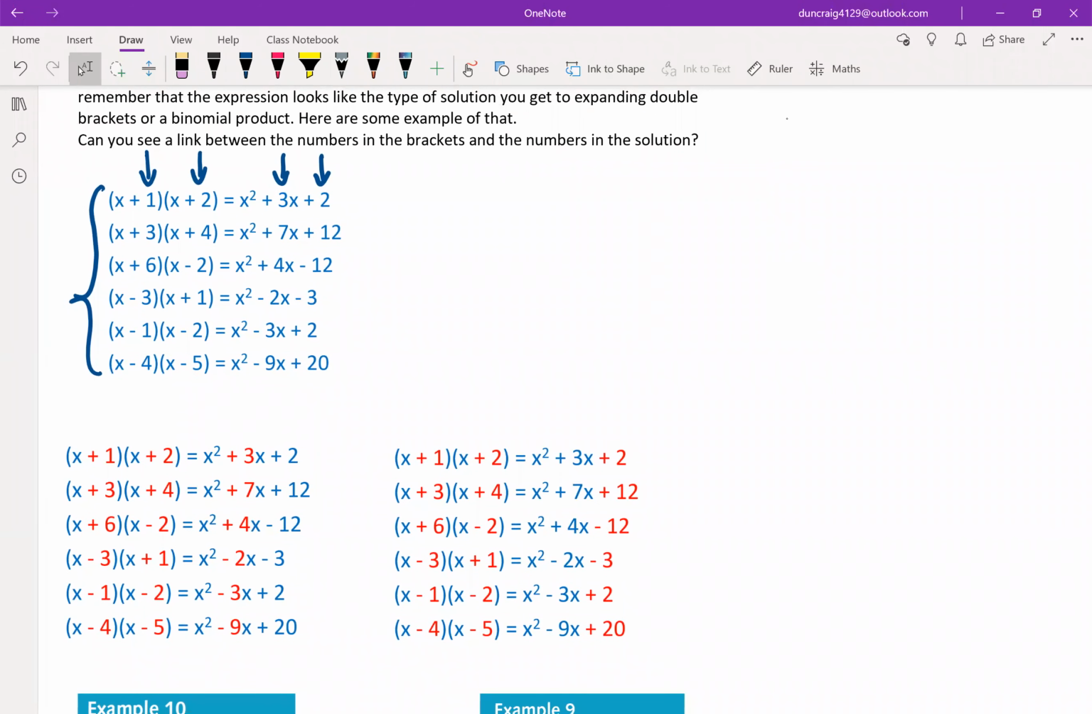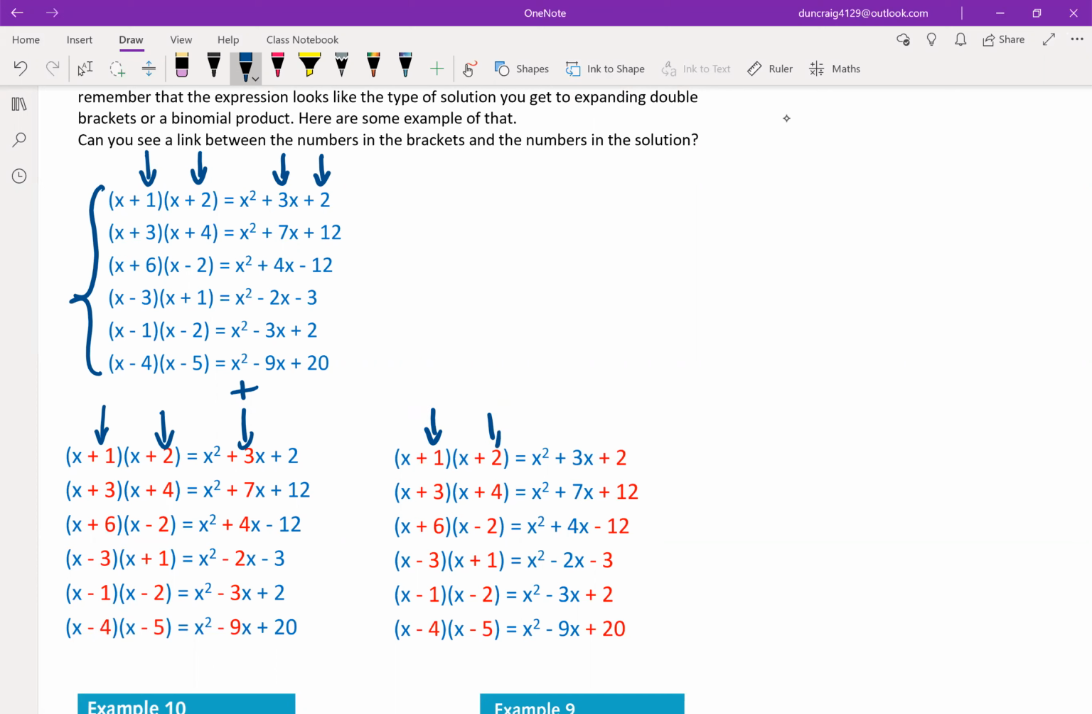I want to have a look at how these two terms here give me my middle term. So let's go through. 1 plus 2, 3. 3 and 4, 7. 6 and minus 2, 4. Minus 3 and 1, minus 2. Okay, all we're doing here is adding those ones together.